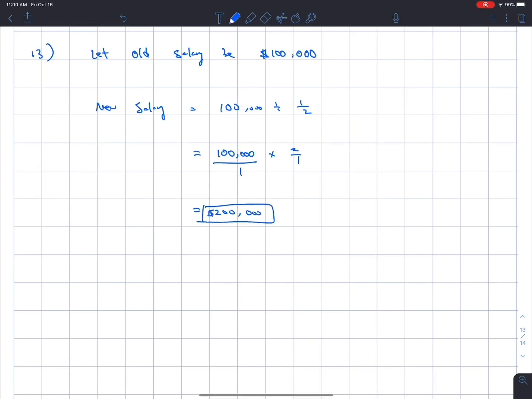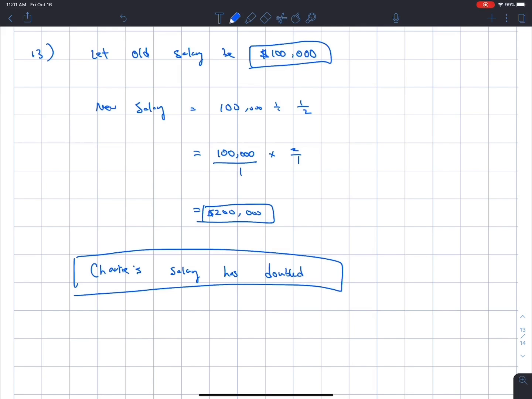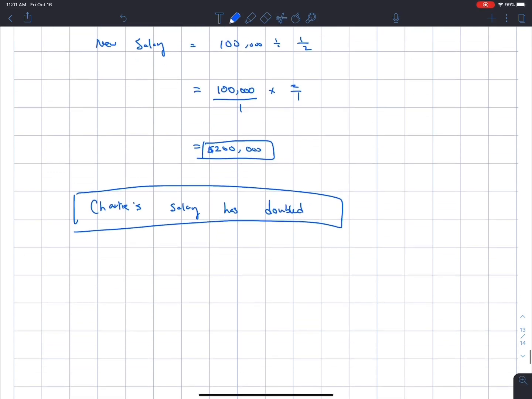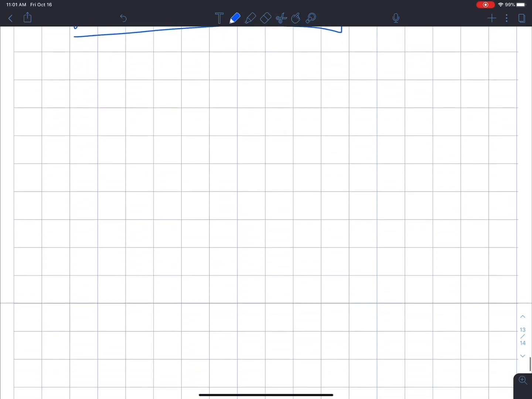So from this example, if we let the original salary be 100,000, we can see that Charlie's salary has doubled. So that's the conclusion that you want to make. Charlie's salary has doubled. So that's very tricky. When Charlie asks his boss to divide, his boss might think that, oh, Charlie is wanting to get a pay cut. But actually, Charlie is very good in math. If you divide something by 1/2, it's the same as timesing by 2. So the salary actually doubled in this case.